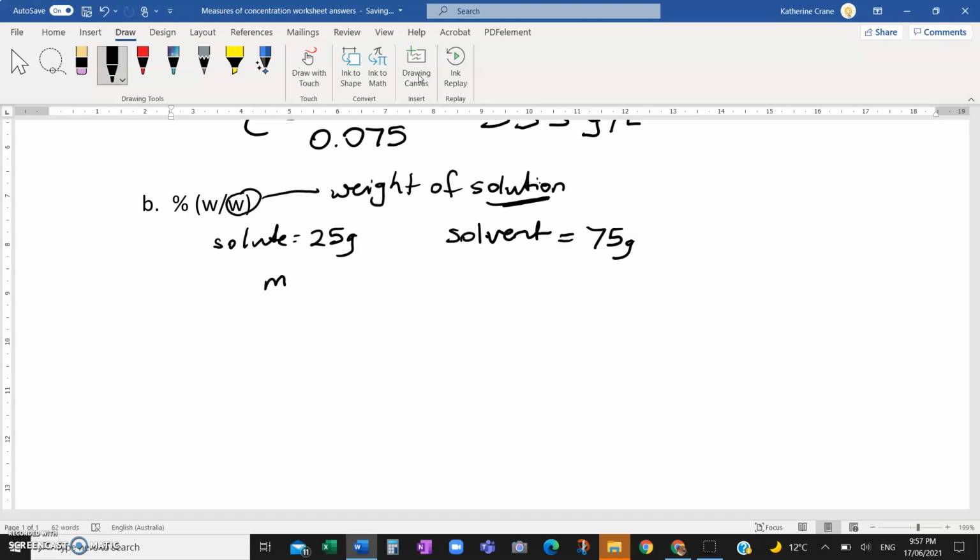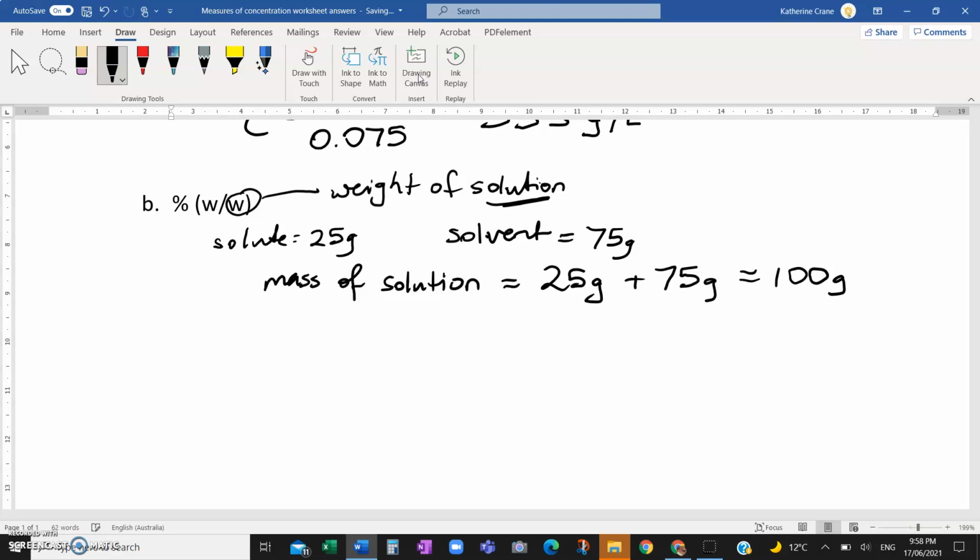Okay, so the mass of solution is equal to 25 grams plus 75 grams. Okay, so you have to add those, which is of course 100 grams. Okay, we don't need to convert this to litres. So that's 75 grams of water, but we're not actually looking at a volume here. We're looking at mass per mass of the solution. So in this case, just a reminder, weight equals mass in chemistry, okay, because gravity is the same.